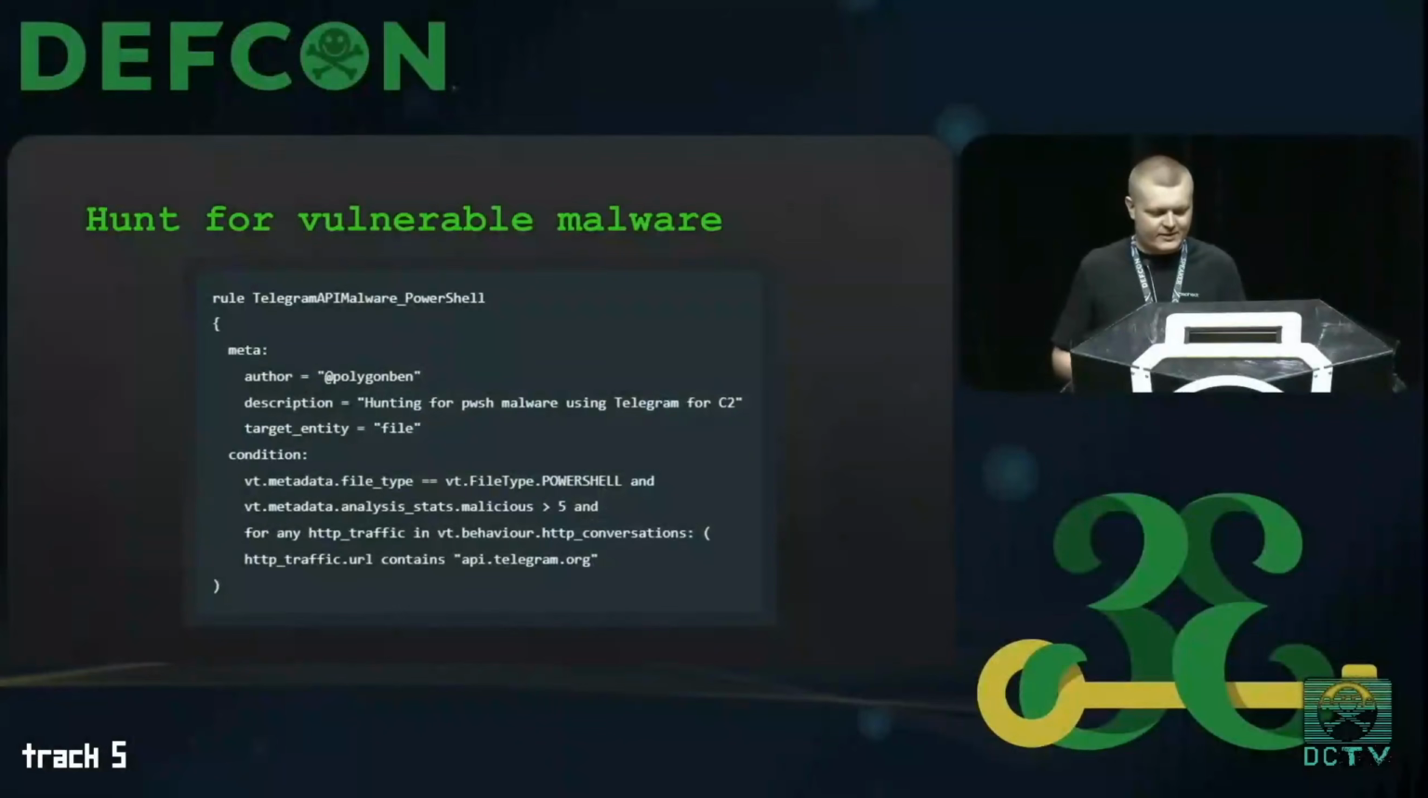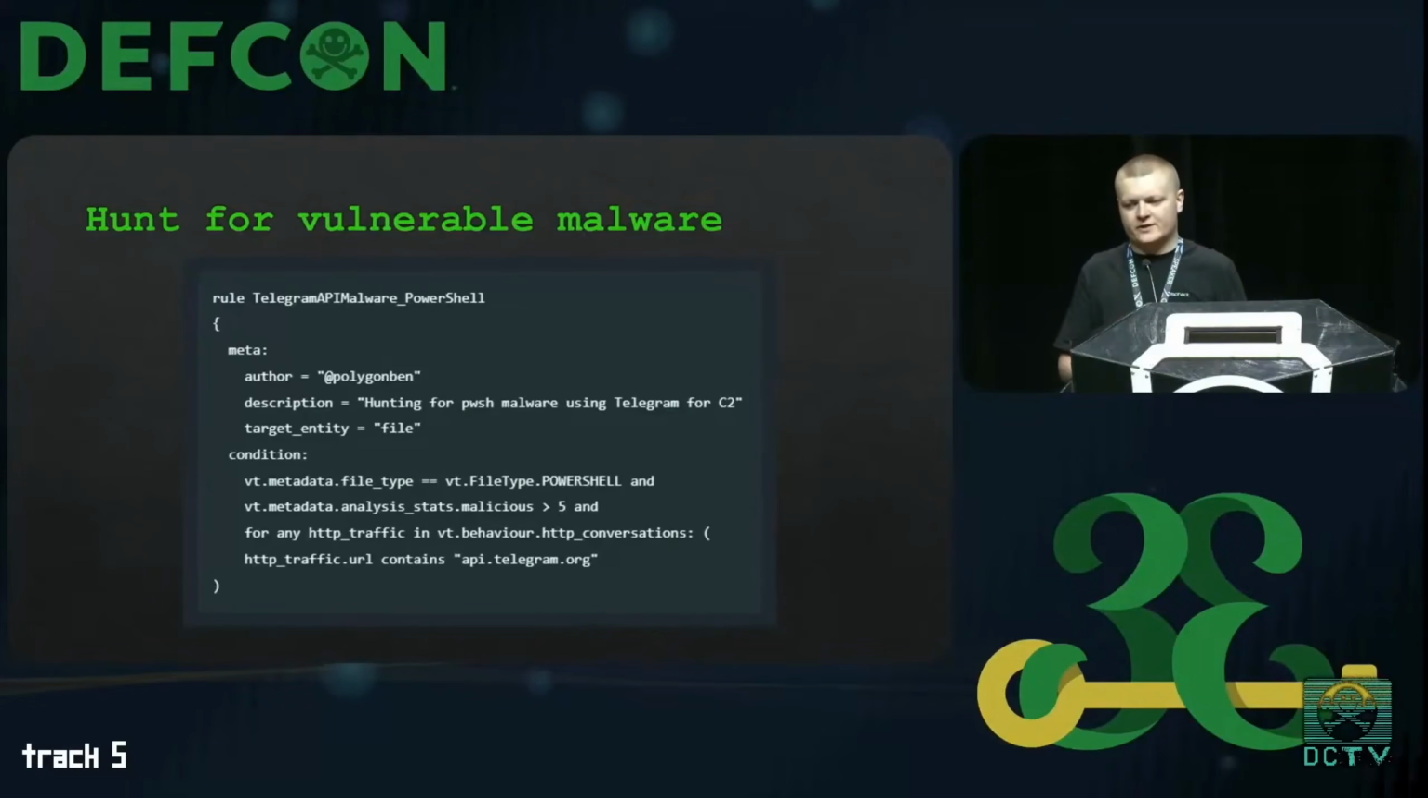So yeah, how could you do this at home? If you wanted to go home and look for malware which is communicating over Telegram, there are multiple ways to do this. If you've got a VirusTotal Enterprise account, which has the capability to use the retro hunt or live hunt features, you could use a rule like this. Here's an example. We're just looking for PowerShell files which have been tagged as malicious by VirusTotal, which are communicating with api.telegram.org.